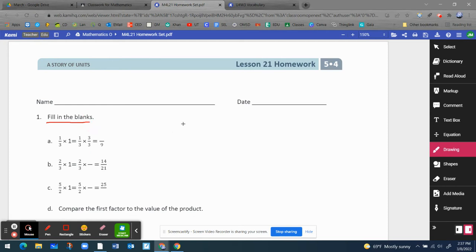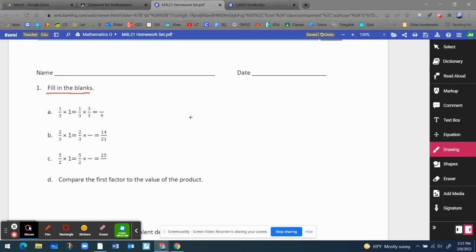Let us begin. The first step is to read the instructions. Fill in the blanks. Oh, that sounds simple. All right, so fill in the blank. Let's look at what is missing here.